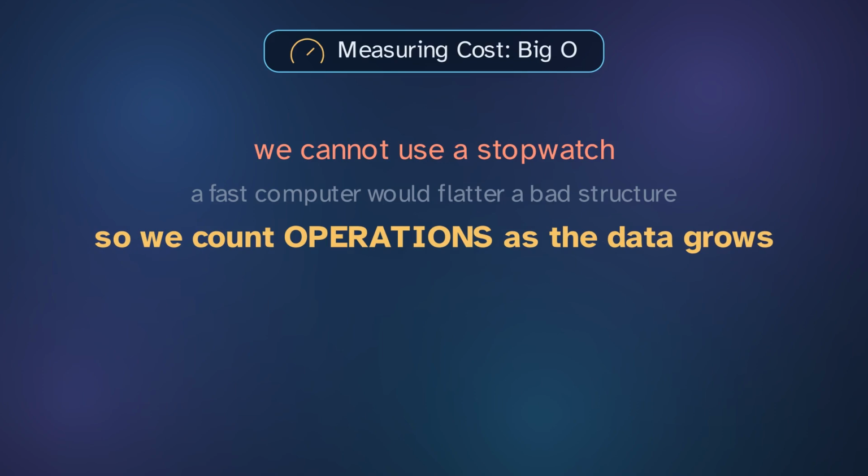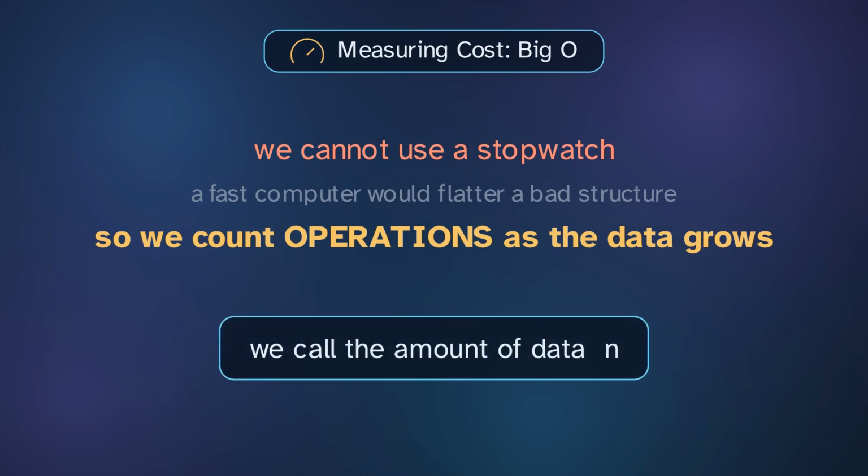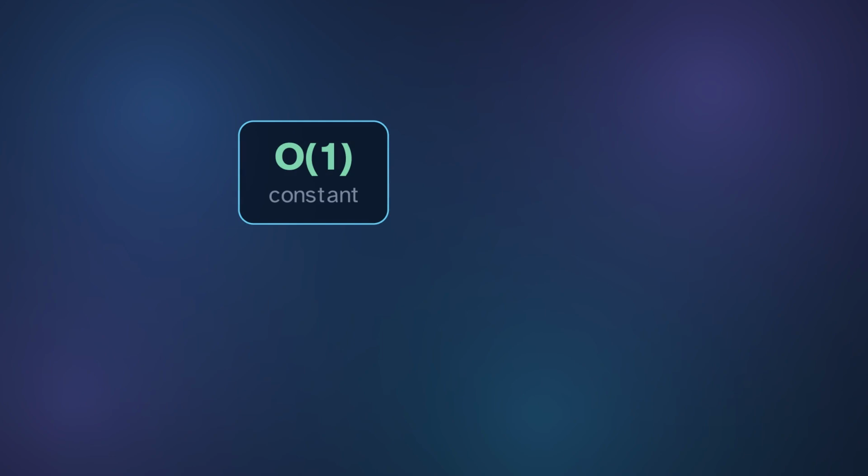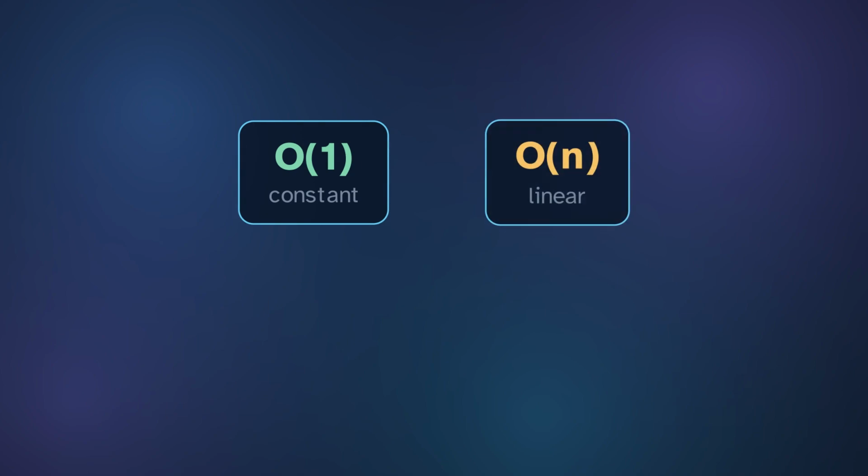And we count them as the amount of data grows. We call the amount of data the letter n. Reading one item from an array takes the same work regardless of n. We write that as big O of 1 and we say constant time. Walking a linked list from the front might touch every node. That is n operations. So we write big O of n and say linear time.